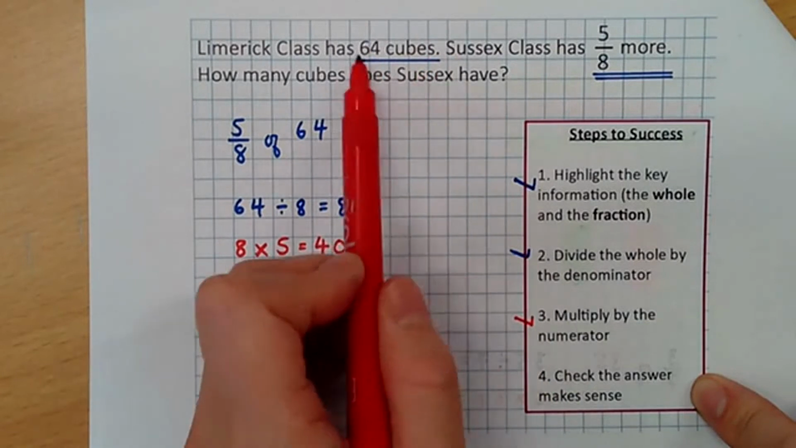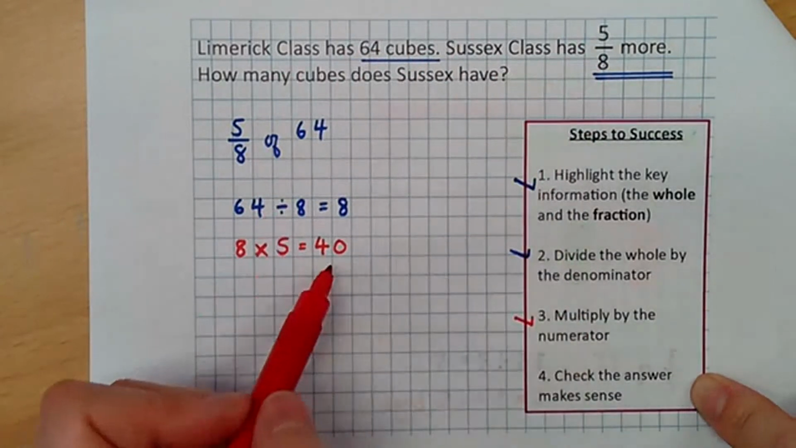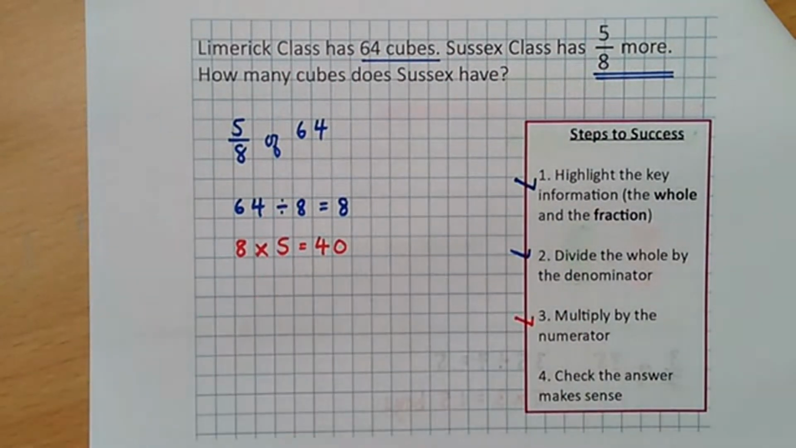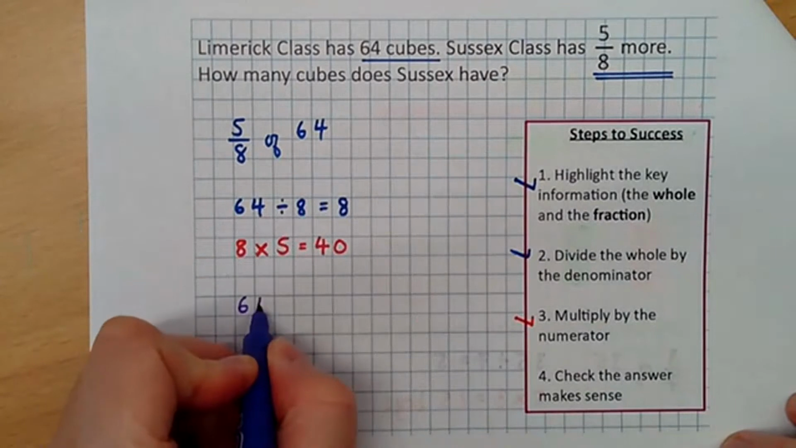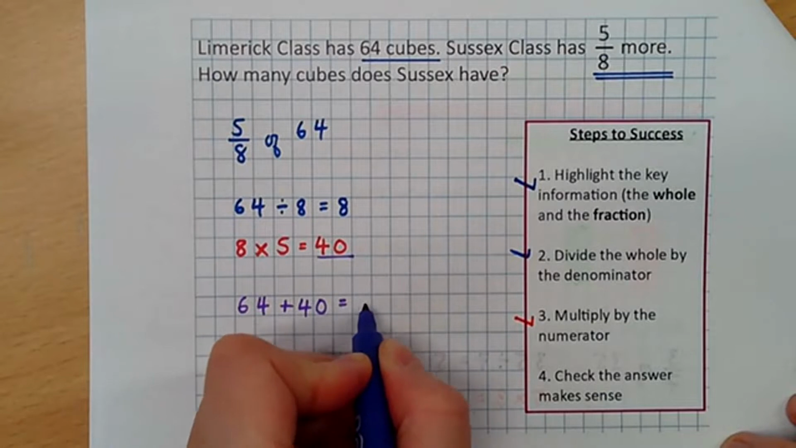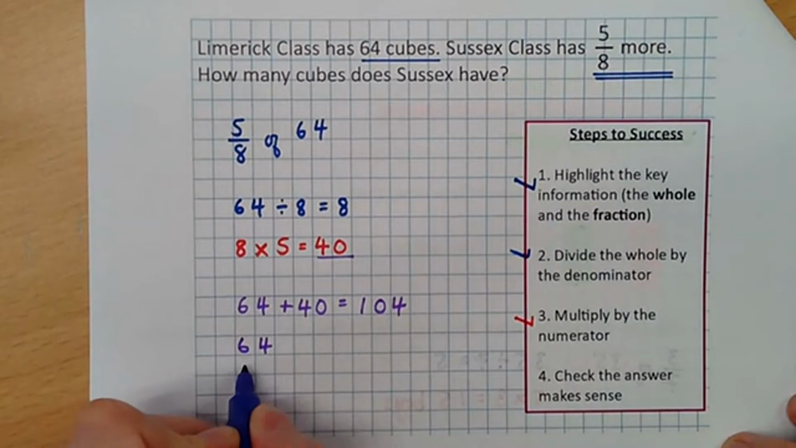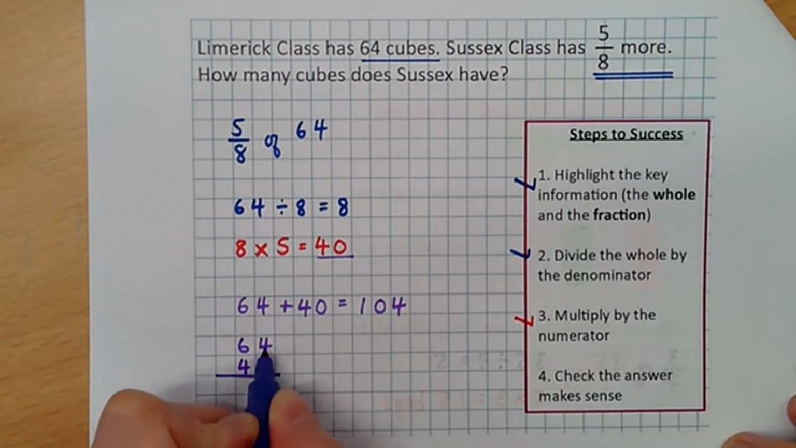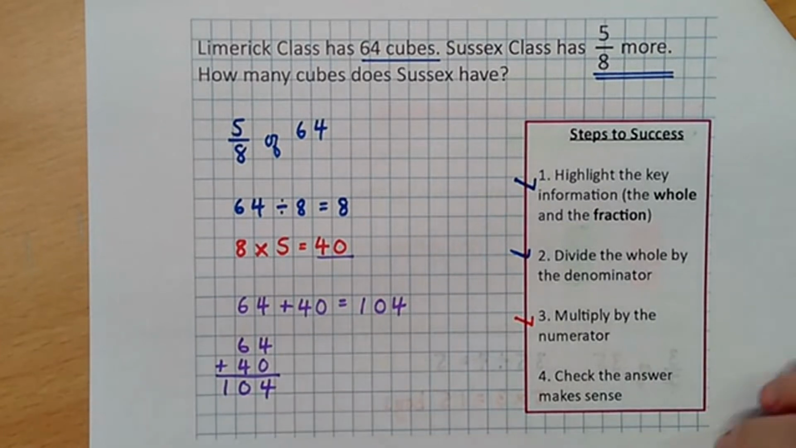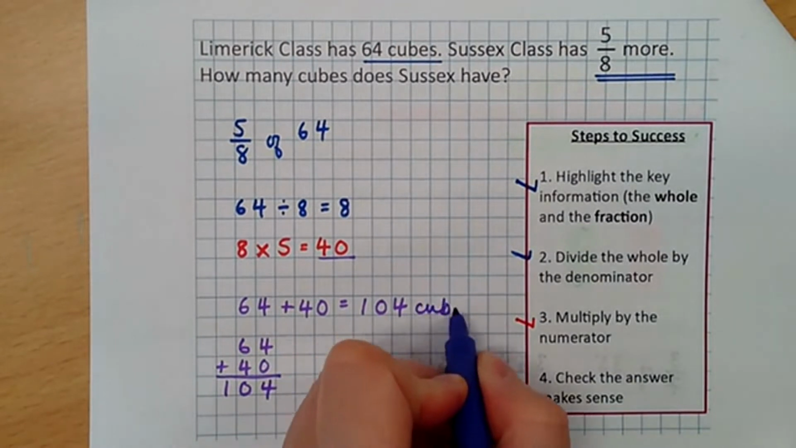Now, I know that Limerick have 64. Sussex have 5/8 more. So I need to finish this last step, which is adding 64 to 5/8, which is 40. I know that that's 104. I'm going to double check that with my column addition, just in case. 4 plus 0 equals 4, 6 plus 4 equals 10. Great. So there are 104 cubes, or Sussex has 104 cubes.